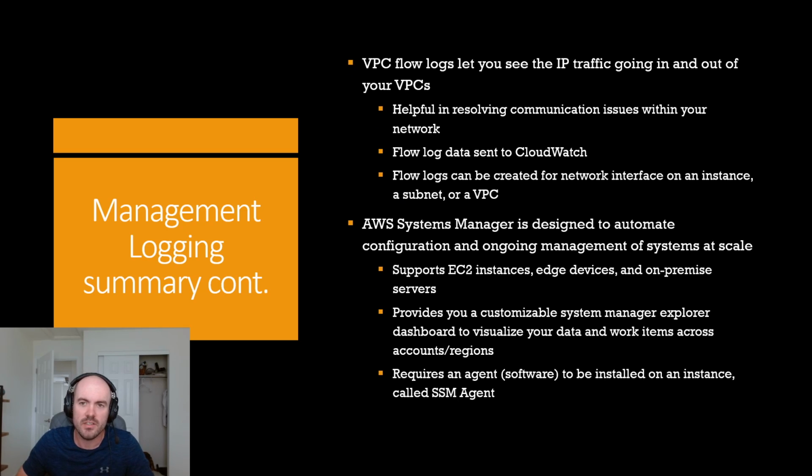VPC flow logs let you see the IP traffic that's going in and out of your VPCs. Right? It's very helpful in resolving communication issues within your network. You can have this flow log data sent to CloudWatch to integrate it there, and perhaps again with EventBridge. Flow logs can be created for a network interface on an instance, a subnet, or a VPC. Okay, so that's the three options, or sources rather, of flow logs that you can have.